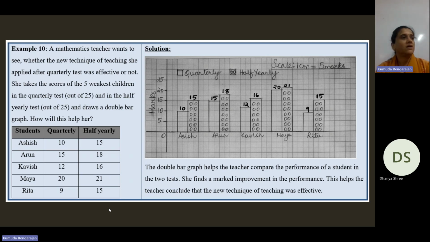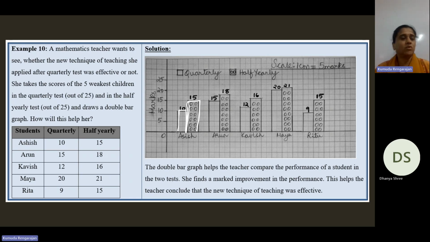But you can just say, a double bar graph gives a comparative study of the performances of a student in the two tests. That's all. It's a comparative study. Meaning the teacher is able to compare the marks of a student in two different tests. So when she looks at the two rectangles of Ashish, oh, good boy, he was like this, now he's grown up like this. Good.